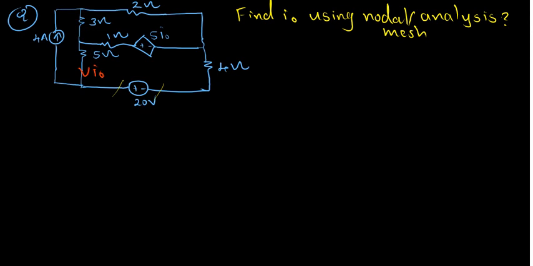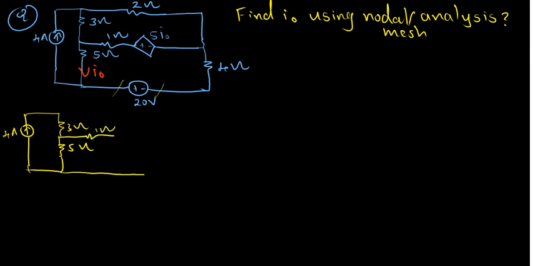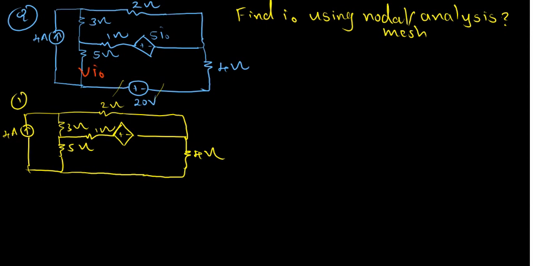Let me draw another picture. In this picture, the current source stays as it is, with the 4 ohm, 3 ohm and 5 ohm resistors. For the voltage source, we put a wire. The dependent source we leave as it is. Then another 2 ohm and a 4 ohm resistor. This is the first case. Instead of I naught, I put I naught dash.